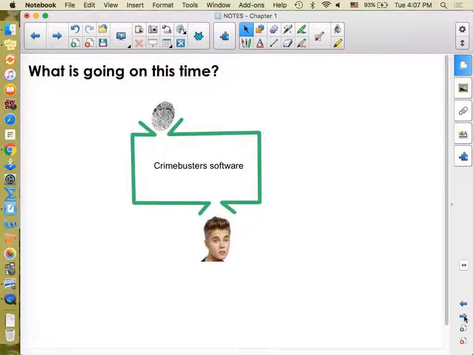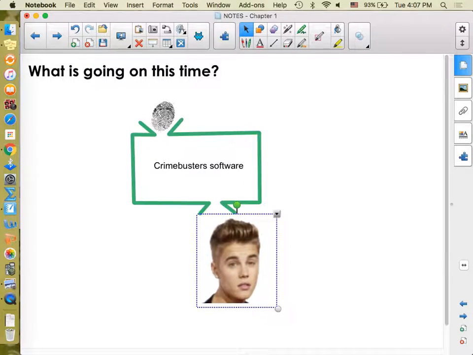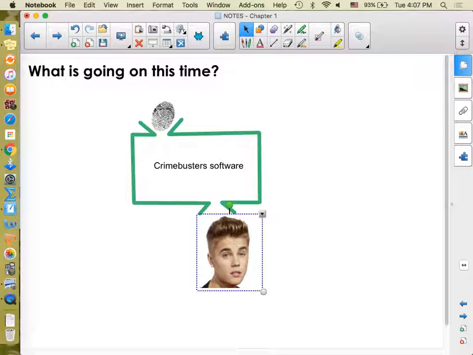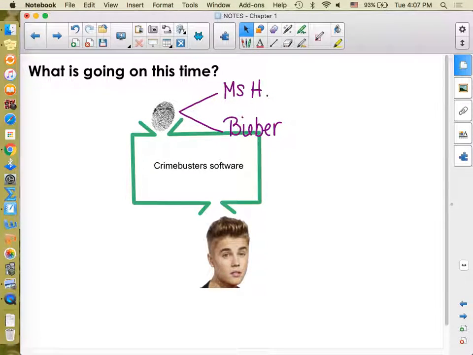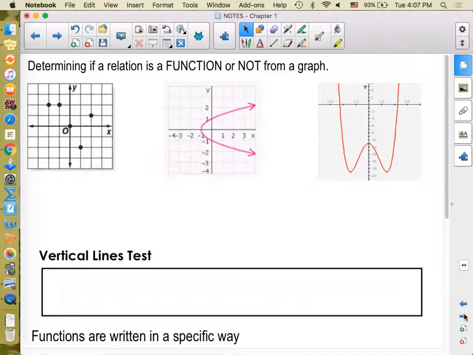Until they put that fingerprint through a fifth time, exact same fingerprint in their Crime Buster software, and Mr. Bieber came out. We would say at that point that this is not a function any longer, that that one fingerprint going in, which had been mapping each time to Ms. Holzbach, this time output Bieber. So we would no longer say that the Crime Buster software is functioning, because that same input should have the same output each time.